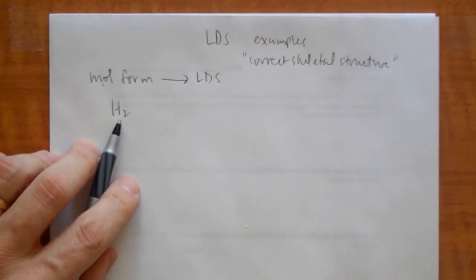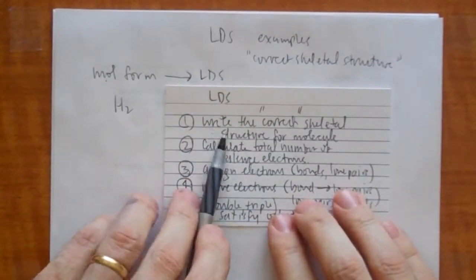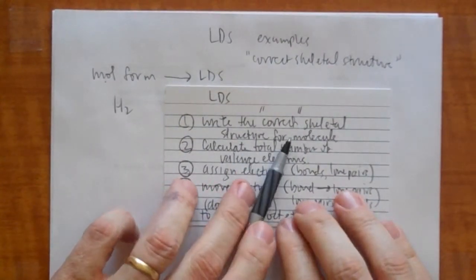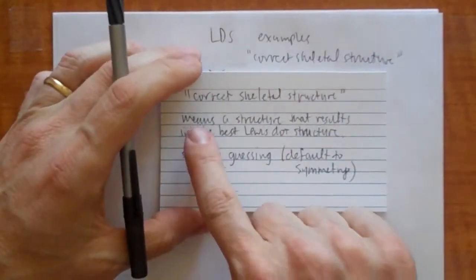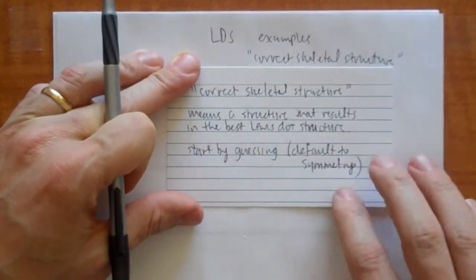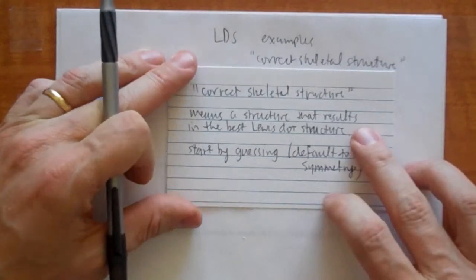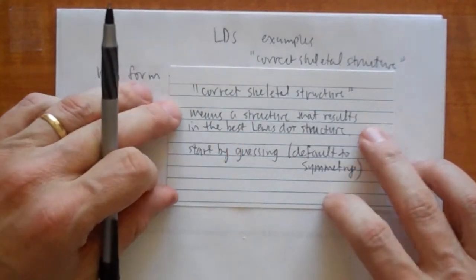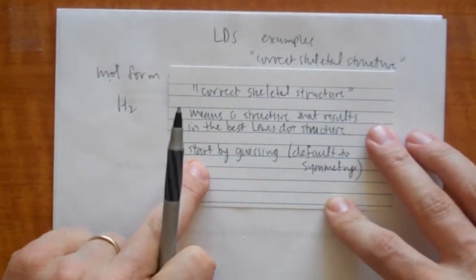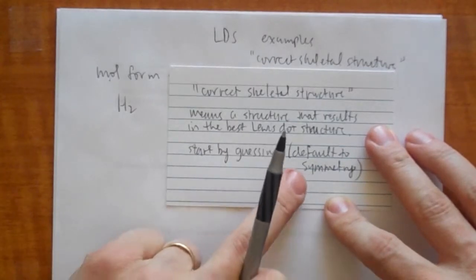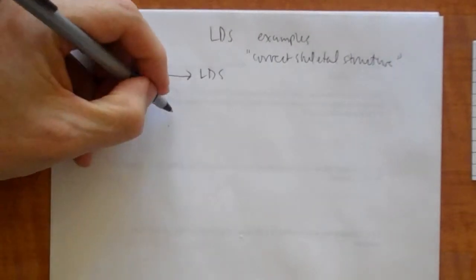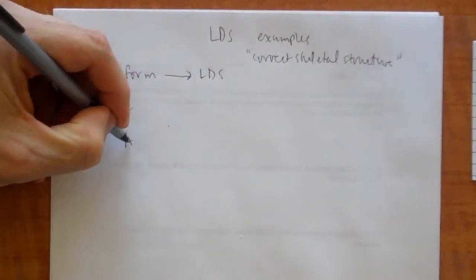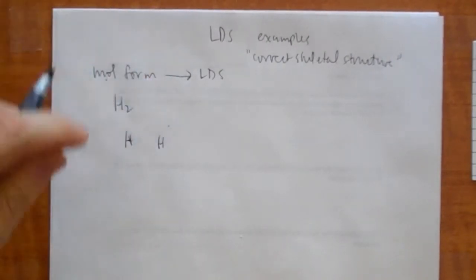H2. First thing we do is we write the correct skeletal structure for the molecule, okay? And we make a guess. What I said here was the correct skeletal structure. It means a structure that results in the best Lewis dot structure. What is the best? It's still an open question. And we start by guessing, and we default to symmetry. Okay, so if we're going to make a guess with hydrogen, there's only one possibility.